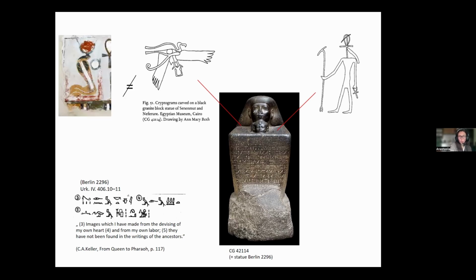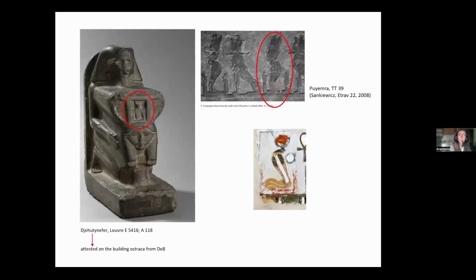Just these two cryptograms are not the same as this Maatkare cryptogram, and it was this cryptogram that was widely used, and not only by Senenmut. Here, for instance, we have a statue of Djehuty-nefer, an individual attested also on the building ostraka from Deir el Bahari. He was an overseer of the treasury. So he's using this cryptogram as well. The same or similar cryptogram is found in the tomb of Puyemre, here alternating with sphinxes wearing the Atef crown.